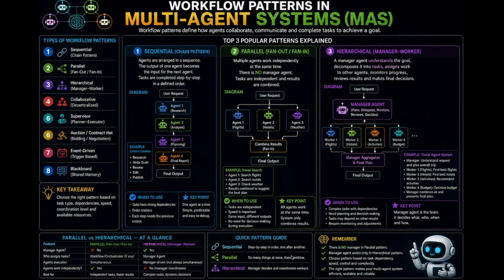If you want to remember quickly, out of these 3 patterns: sequential, step-by-step execution, one after the other. Parallel execution, do many things at once, then combine. Hierarchical, manager decides and coordinates workers. So this is about the top 3 patterns in the multi-agent system. Apart from that, we have the collaborative pattern, supervisor pattern, auction and contract, event-driven pattern and blackboard.